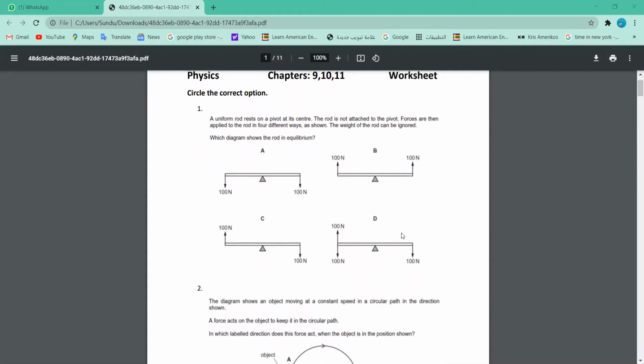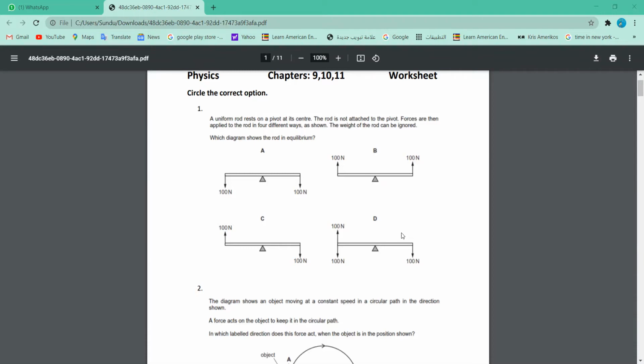Because the rod is uniform, the weight is going to be passing through the center of mass, which is going to be the center of the ruler as well. But they have told us to ignore it, so good. And even if they had not told us to ignore it, it was getting canceled out by the upward force of the fulcrum. Okay, which diagram shows the rod in equilibrium?